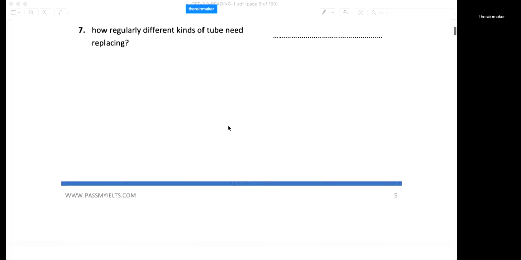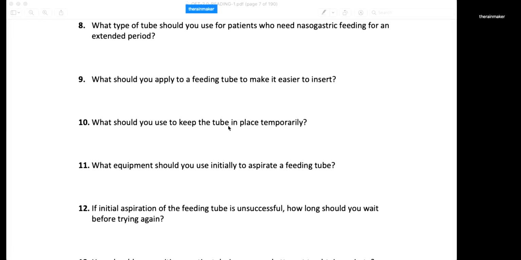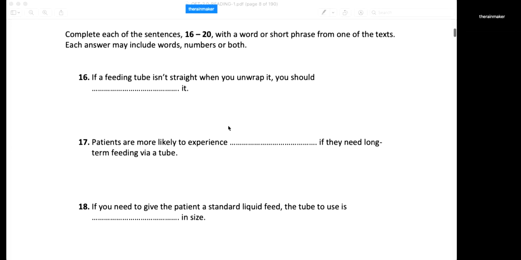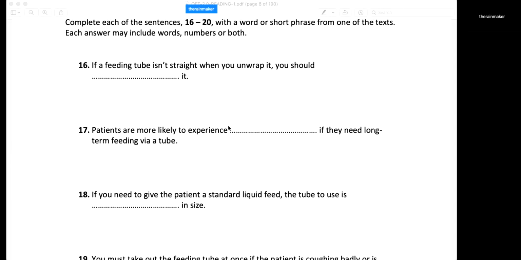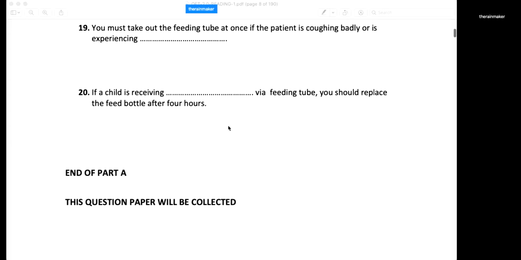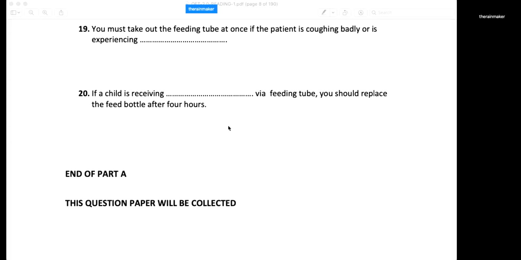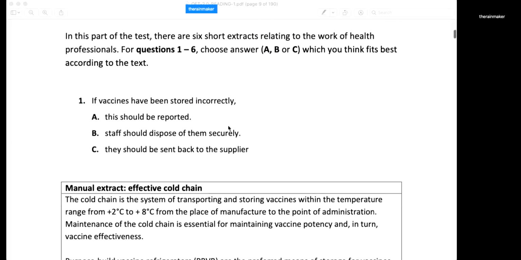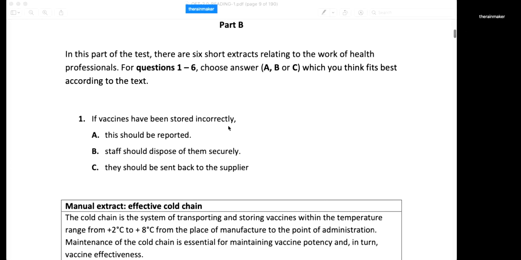These are match questions. After that, we have Q&As, like I've mentioned earlier. And then we have the blank question. Fill in the blanks, right? And then that's the end of part A. You see that? End of part A, this question paper will be collected. Then we move forward. That's part B.